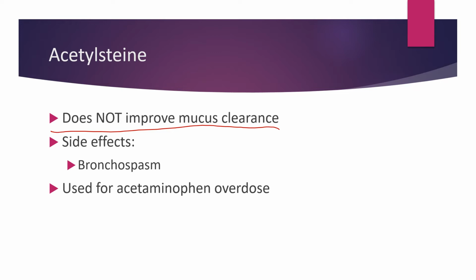If we see a mucus plug in the airway that's very thick and sticky, and we can't suction it through the scope, then we could instill some acetylcysteine or Mucomyst and directly thin out that secretion. It does not improve mucus clearance. It does have a side effect of bronchospasm.